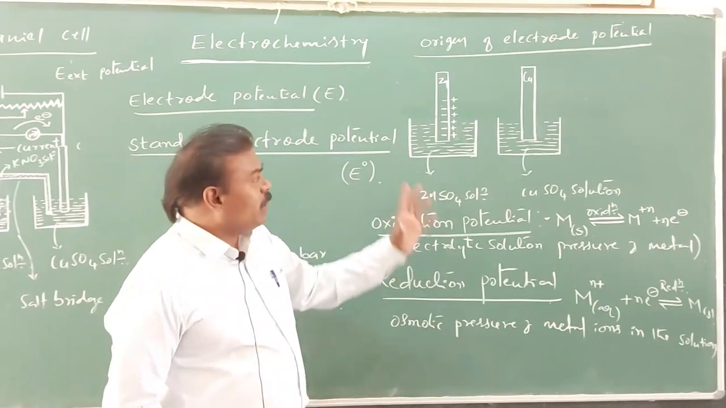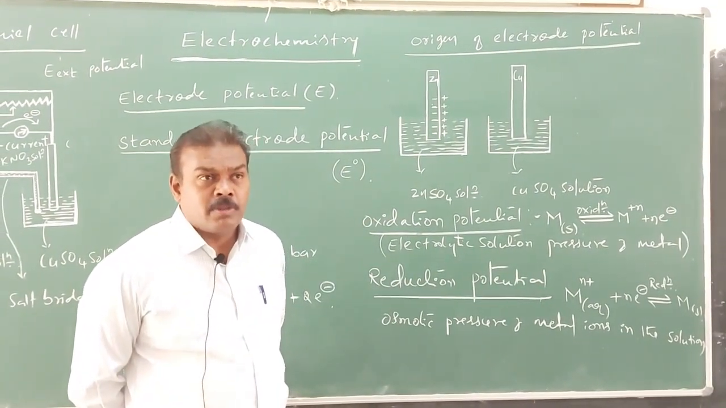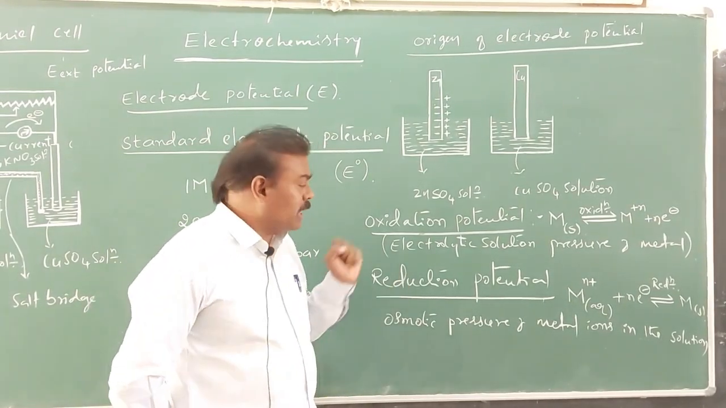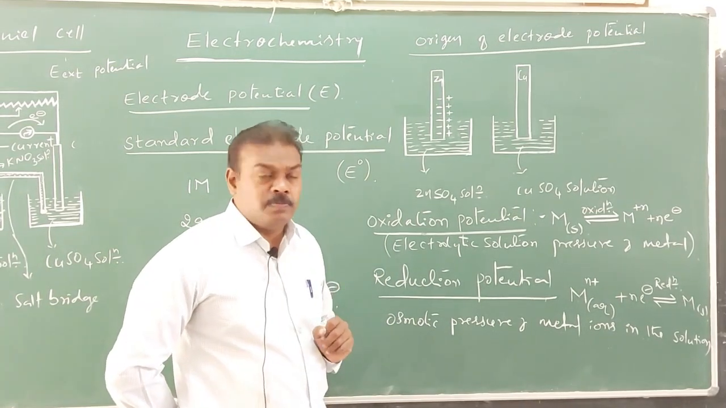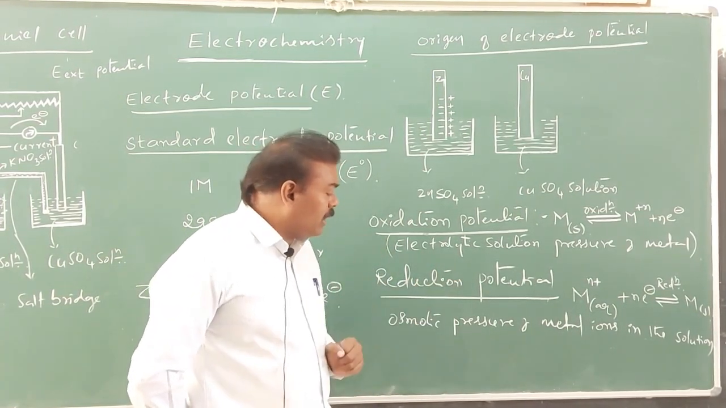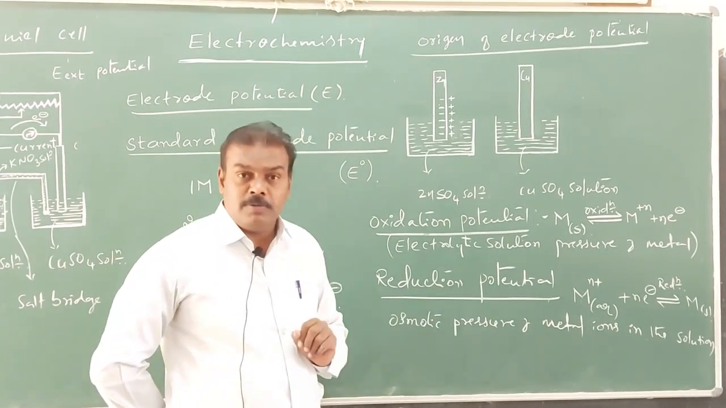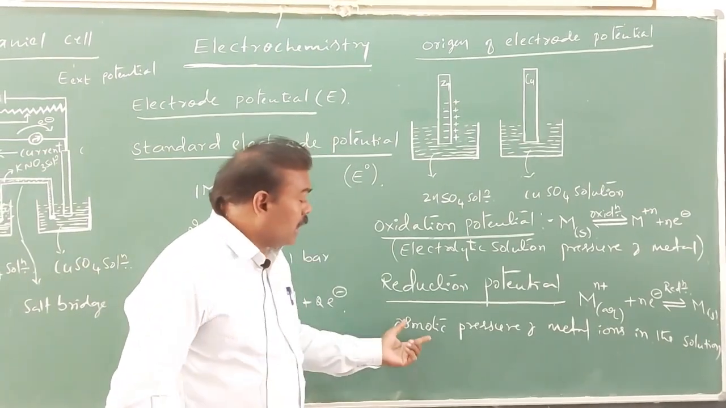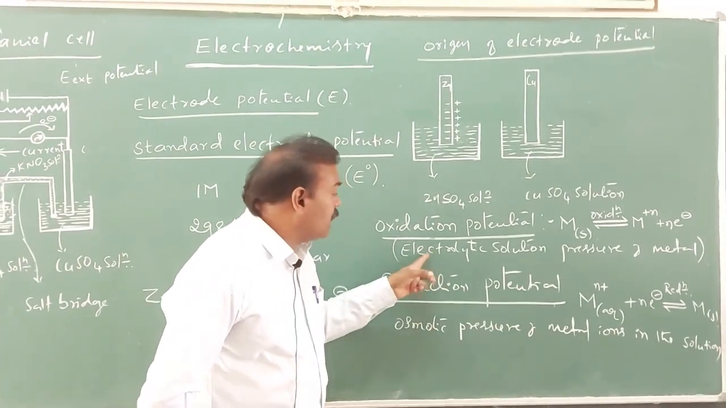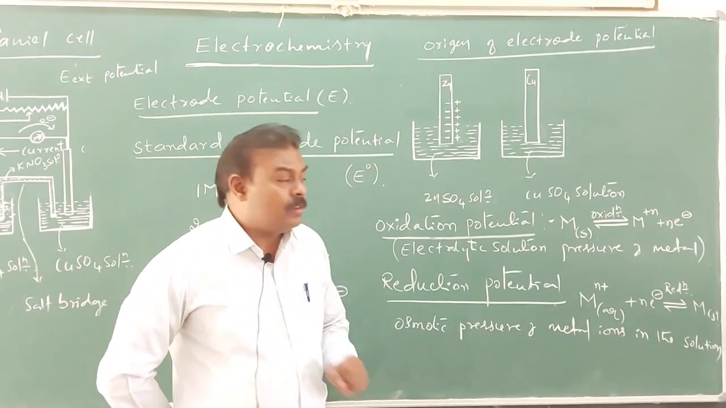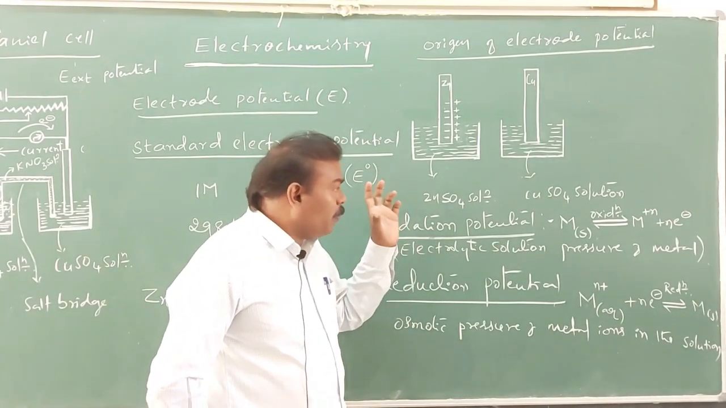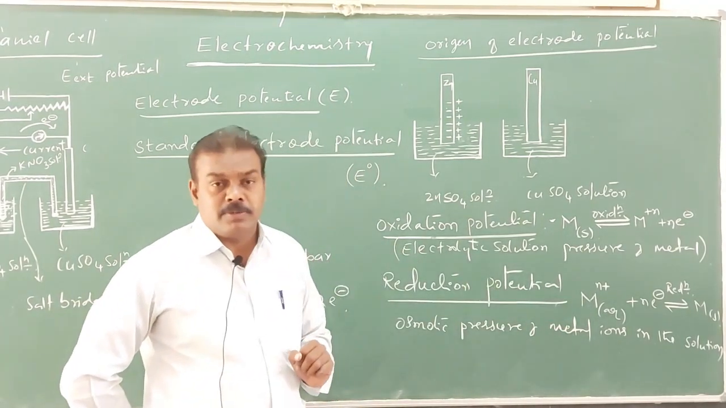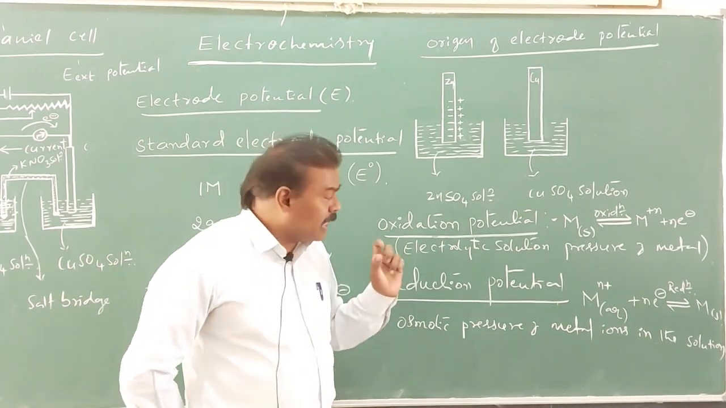Okay? You come across one more electrode, what is that? The copper. I already told that whenever the metal is in contact with the solution of its own ions, the two forces start operating: the electrolytic solution pressure of the metal and the osmotic pressure of the metal ions in the solution. Here, in the case of the copper electrode, the osmotic pressure of the metal ions in the solution is greater than the electrolytic solution pressure of the metal. Therefore, at the copper electrode the reduction reaction takes place.